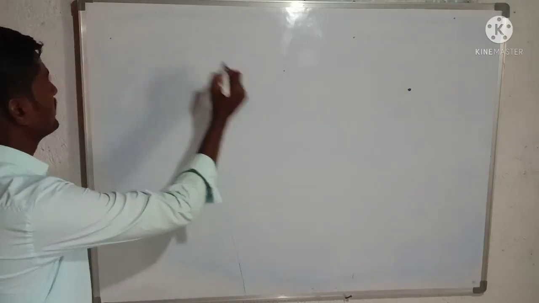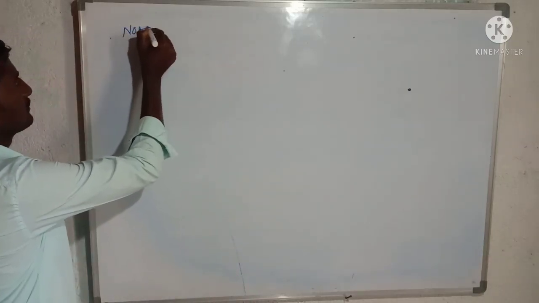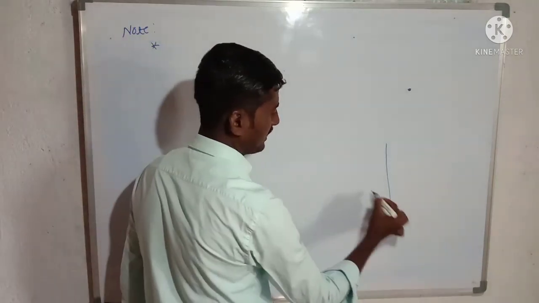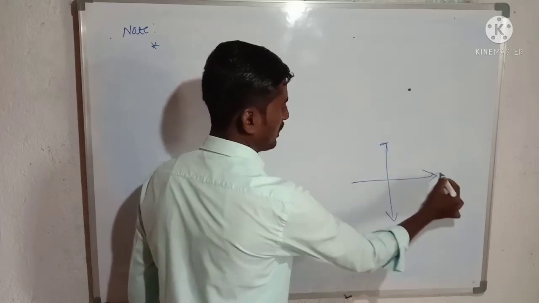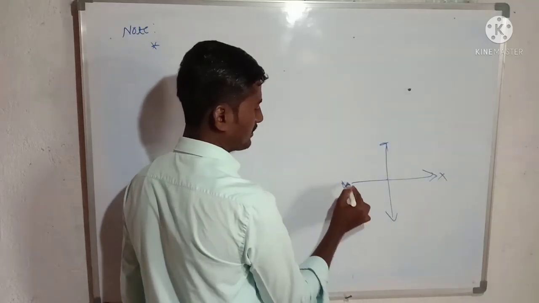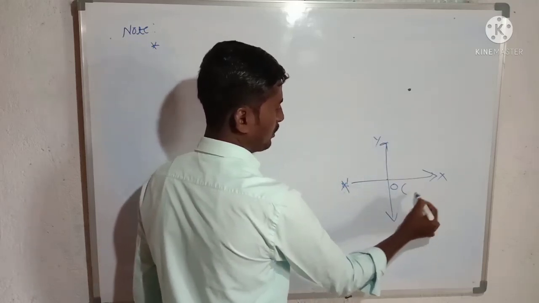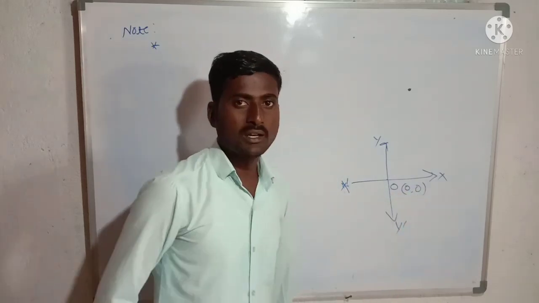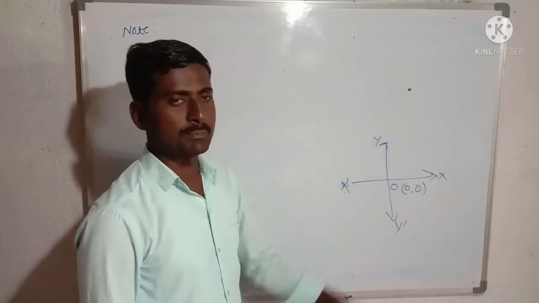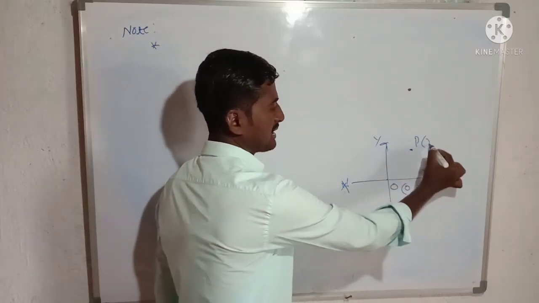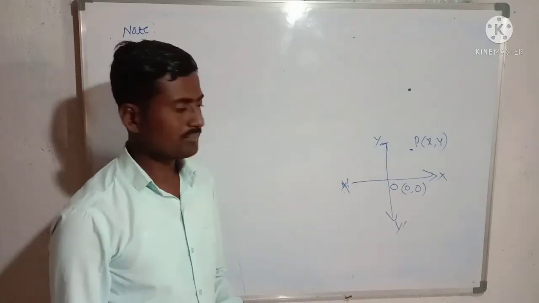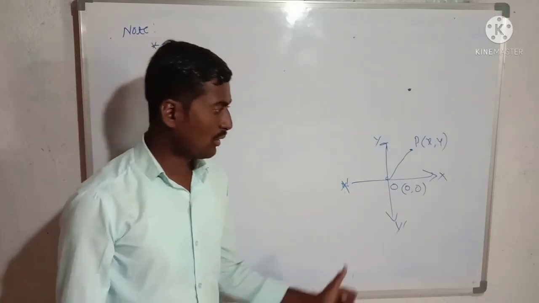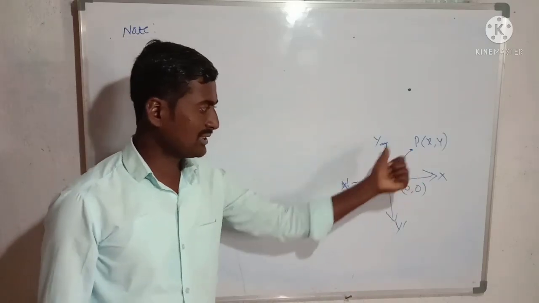One note. Here let us take the origin. In the xy plane, this is the origin. The coordinates of this origin are 0, 0. Now we will take any point on this plane. I will take the point P, x, y. It is any point. Let us join OP.